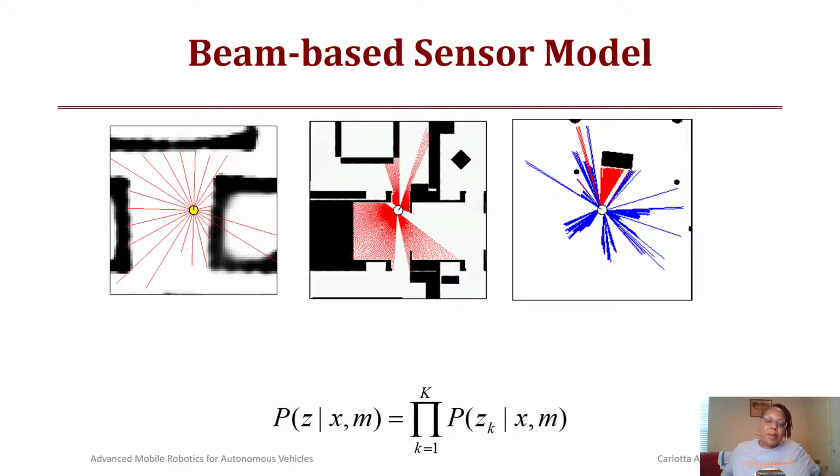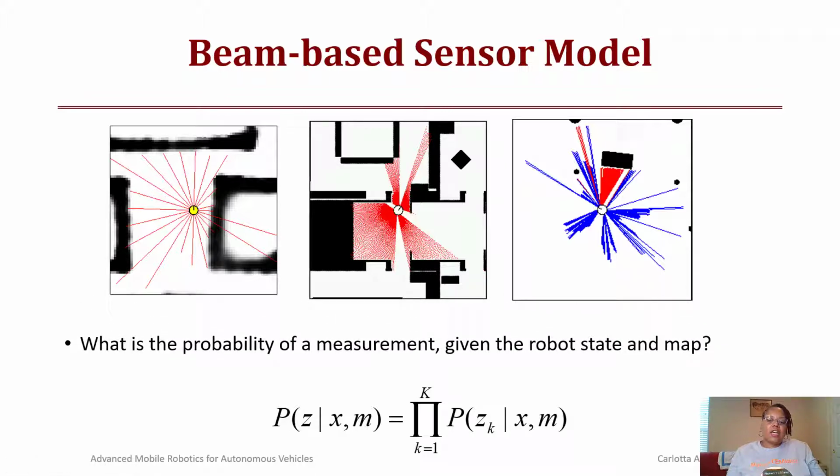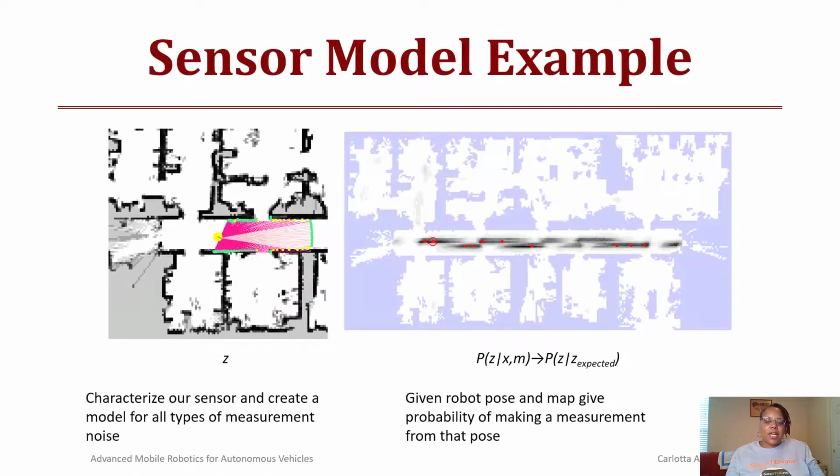So here we see from our beam-based sensor model, as we said before, assuming independence, it's just going to be the product of the sensor reading given the robot's pose and the map location for all of these different values. So that's what we're showing here, where the probability of a measurement given the robot state and map is just going to be those multiplied together.